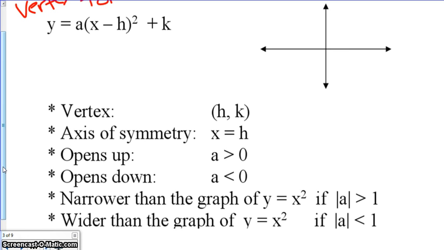The narrower graph of y equals x squared happens if the absolute value of a is greater than 1. The wider graph of y equals x squared happens if the absolute value of a is less than 1. Pretty much what you need to remember is fraction is fatter. So again, if the absolute value of a is less than 1, meaning if you have a fraction for your a value, your graph is going to be fatter.